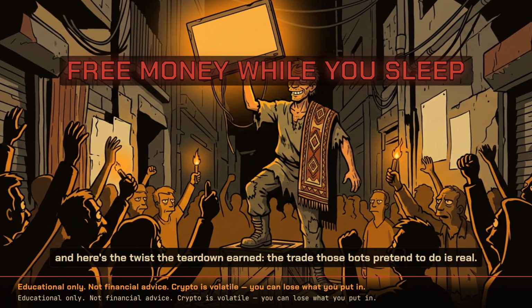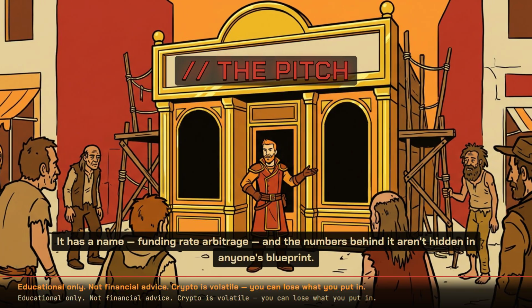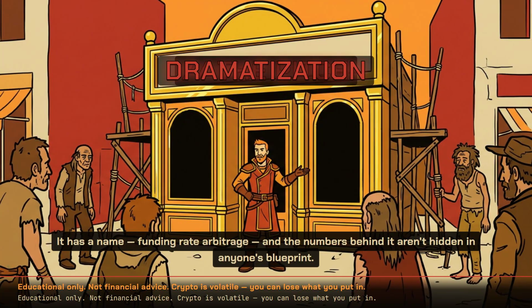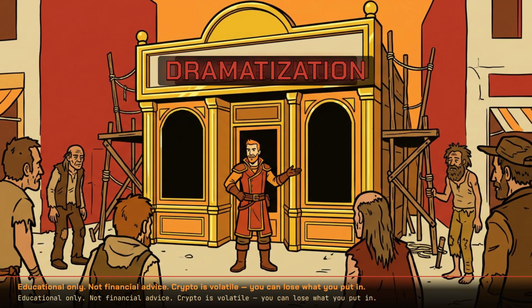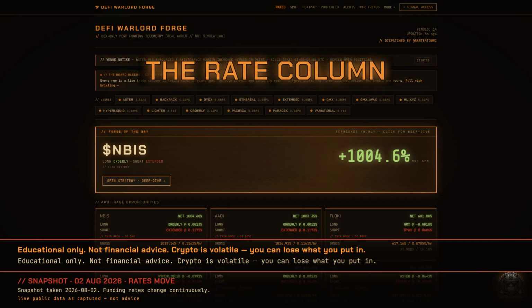The trade those bots pretend to do is real. It has a name, funding rate arbitrage, and the numbers behind it aren't hidden in anyone's blueprint. They're sitting on an open board, updating around the clock, readable by anyone with the nerve to look.